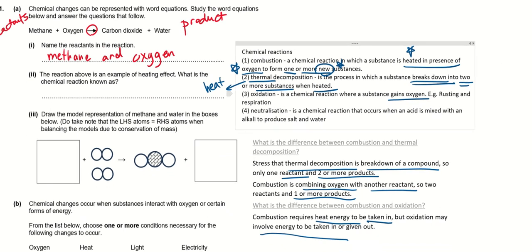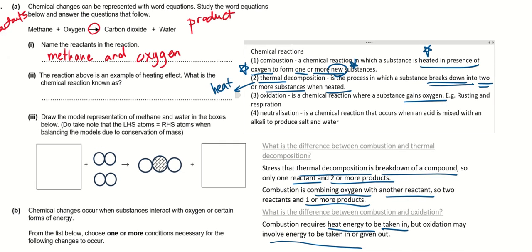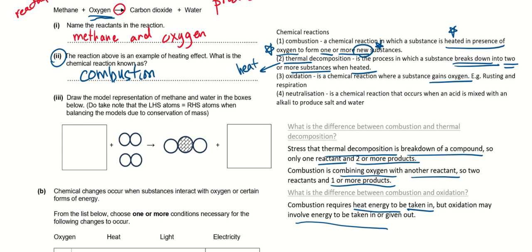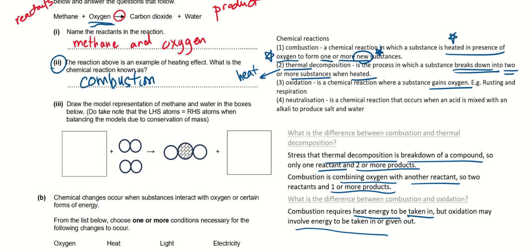So knowing all this, then we can go back to part 2. What is the chemical reaction known as? You see that there's oxygen being reacted with methane. So this answer must then be combustion. Now draw the model representation of methane and water in the boxes below. Do take note that the number of left hand side atoms is equal to the number of right hand side atoms. So the total number must be the same.